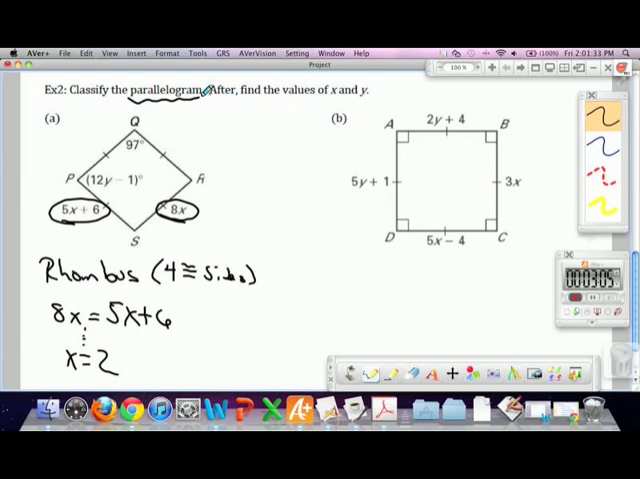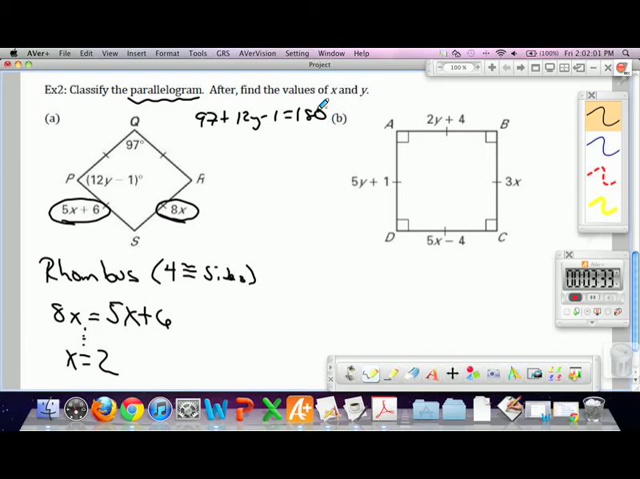I have a question now. Does that mean that S equals 97 and R equals 12y minus 1? Absolutely. Because it's still a parallelogram, so opposite angles are still congruent. So these two are the same measure, and these two have to be the same measure. So how about we say 97 plus 12y minus 1 is equal to 180.